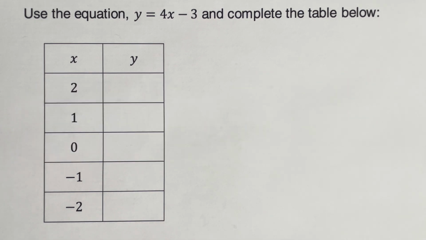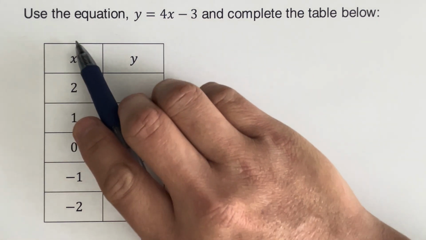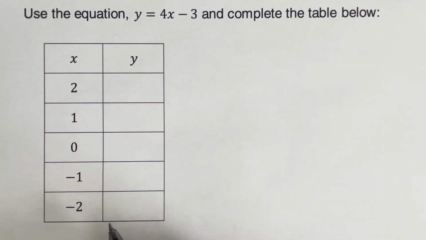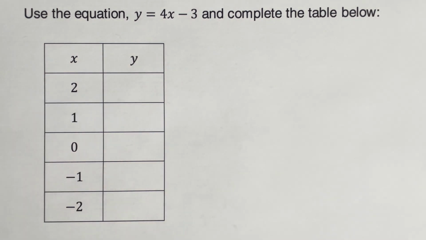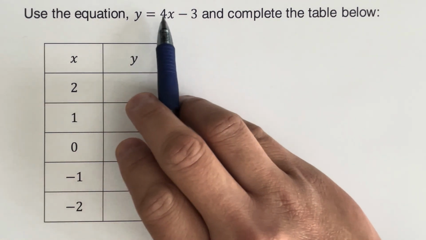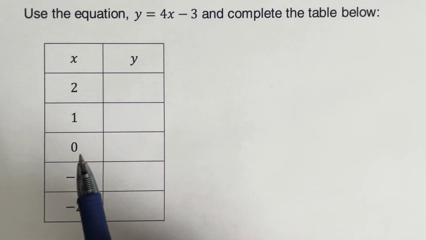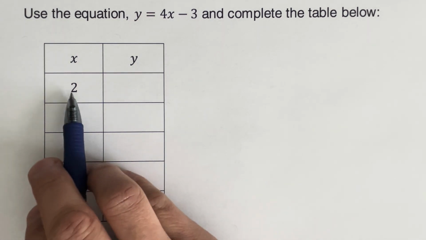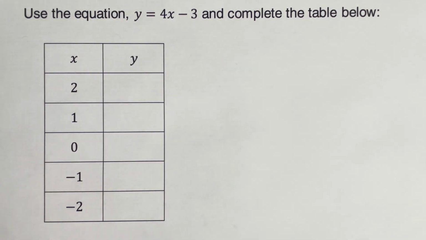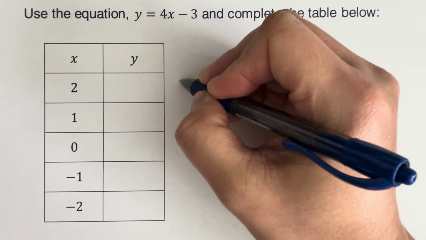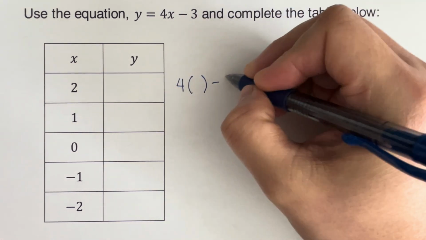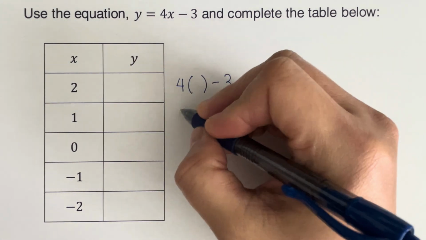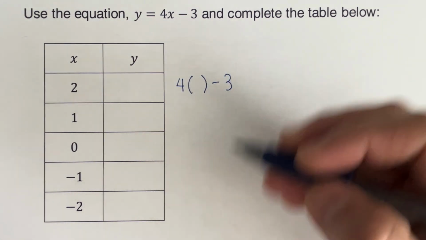Okay, so we go over the problem here. In this case, our table is in vertical form. It can be in vertical form, and it can also be in horizontal form. It doesn't really matter. So let's take this first value of x here, which is 2. The equation that we have here is y equals 4x minus 3. What are we going to do again for substitution? We are going to plug this 2 into the x so that we can solve for y. So the equation is 4 parentheses, that's the x, minus 3. I can do that for all of these, so I'm just going to write it all the way down here.